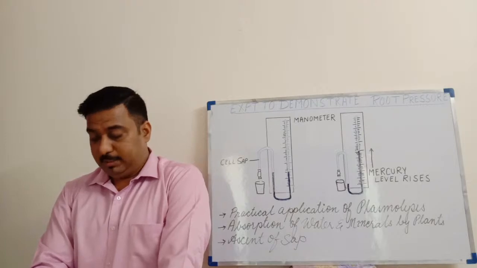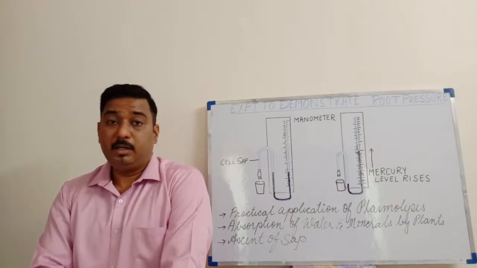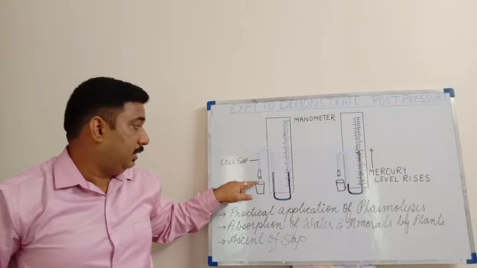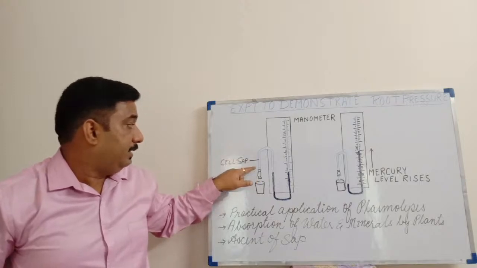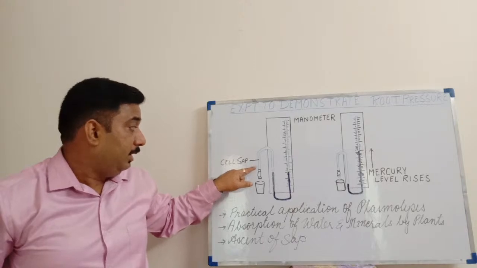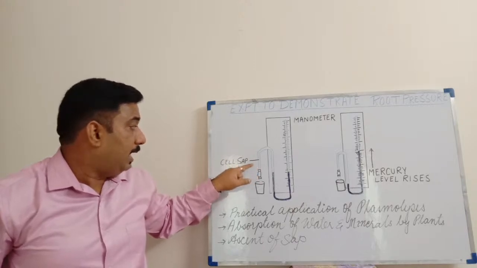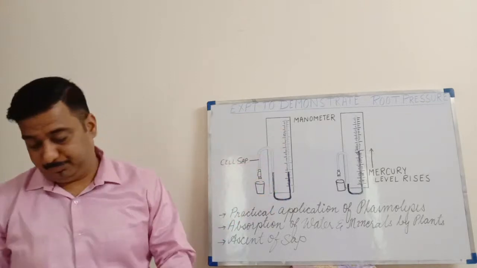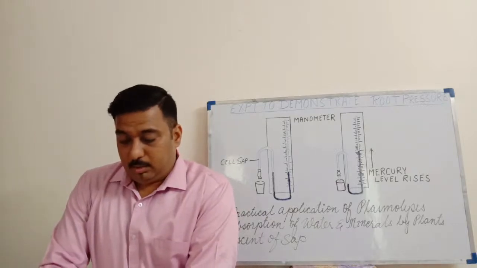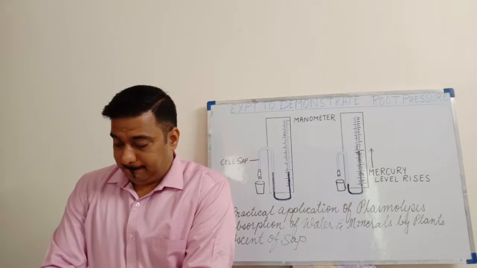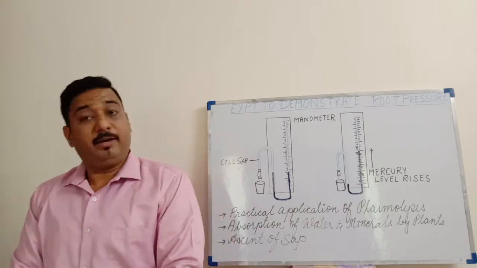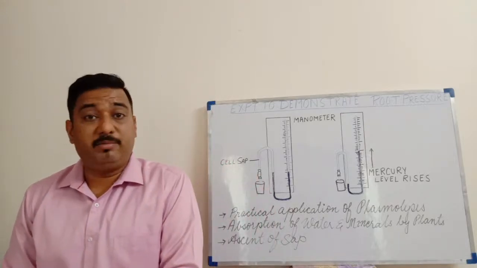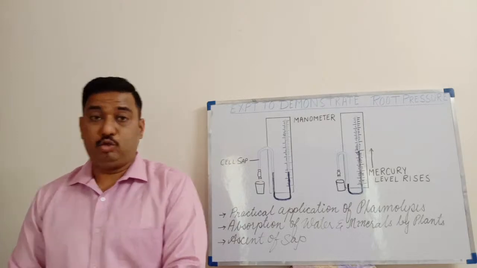Immediately, a glass tubing is fixed by means of a rubber connection. You can see the stem is cut just above the base, and a glass tubing is attached to it with the help of a rubber tubing. This glass tubing is connected to a mercury-containing manometer. Water will start coming out through the cut end of the stem, and it will start to rise up in the glass tubing.